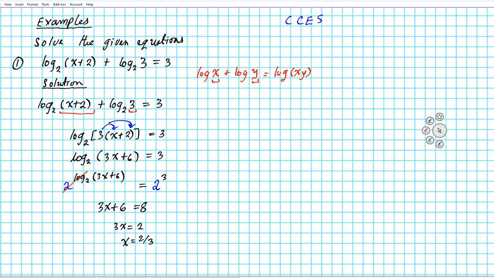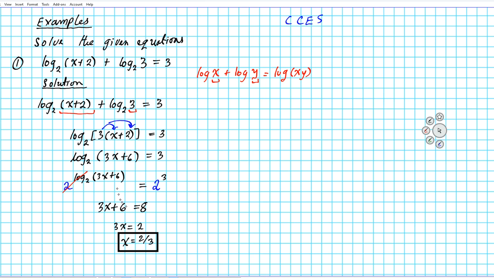And that's your answer. Now, a side check that you need to do is to ensure that when you plug this answer into both terms, it doesn't result in a negative input. So we have only one input here, which is x plus 2. When you plug in 2/3 into x plus 2, we get 2/3 plus 2, the sum of two positive numbers, which is positive. So we know that it's a valid input.